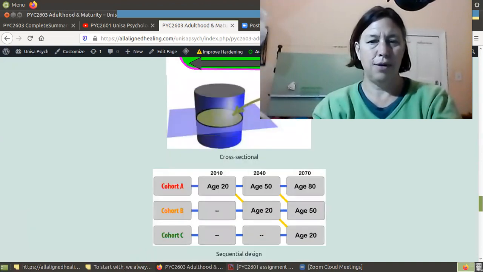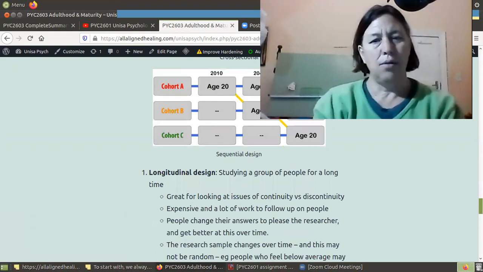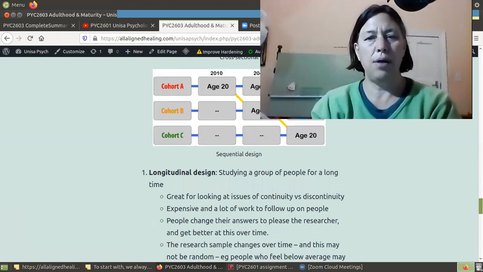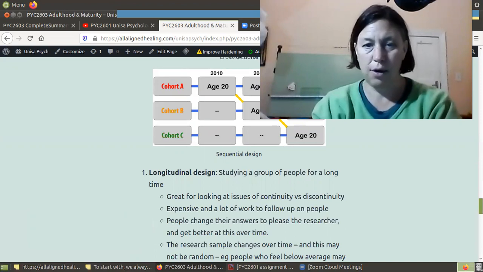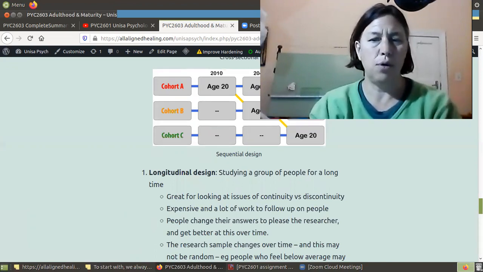And sequential design combines the two together. Okay, longitudinal design is about studying a group of people for a long time. It's great for looking at issues of continuity versus discontinuity. It's expensive and a lot of work to follow up on the people.